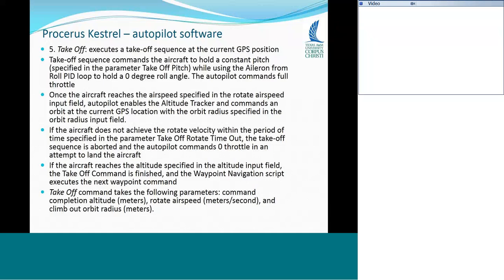If the aircraft does not achieve the rotate velocity within the period of time specified in the parameter takeoff rotate timeout, the takeoff sequence is aborted, and the autopilot commands 0 throttle in an attempt to land the aircraft. If something goes wrong, there's a certain length of time that it's supposed to take to reach flight speed. If you imagine you're tossing this thing in the air, it's going to be fairly short. And if you throw it and the engine doesn't throttle up for some reason, it decides, hey, I've been in the air a couple of seconds, I'm not flying fast enough. I'm going to go ahead and kill the engine and land, and then they figure out what's going on. Okay, so that's what happens.